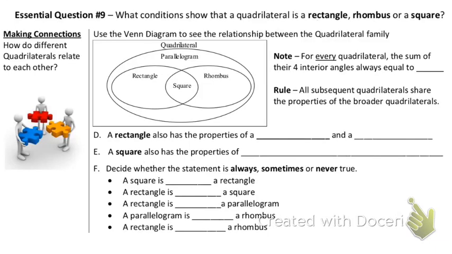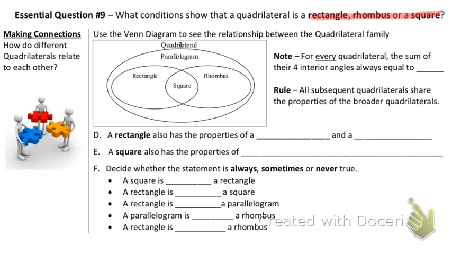All right, ladies and gentlemen, what we're going to talk about today is the different types of quadrilaterals, and how do we know when we have a rectangle, a rhombus, or a square? What should we be able to see in them and what properties do they have?